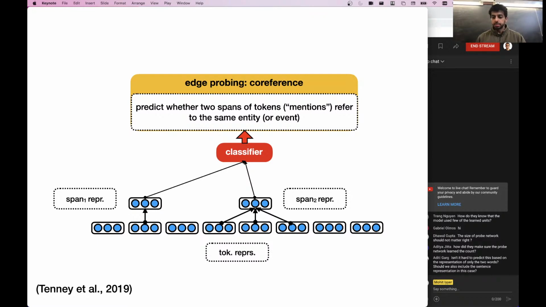Okay, isn't it hard to predict this based on the representation of only two words? Should we also include the sentence representation in this case? Yeah, you could include the sentence representation, but you should remember that these token representations are contextualized, so they do include information about the entire sentence, not just the single word. So it's not required that you also provide the CLS representation, right? These final layer token level representations are themselves a product of unmasked self-attention for many different layers. So they have information about the entire sentence.